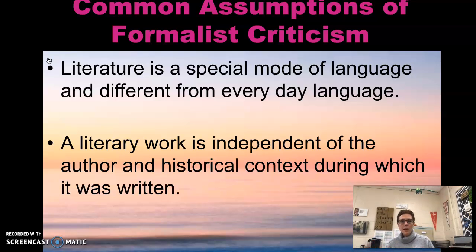Common assumptions of formalist criticism: if you're using the formalist lens, you believe that literature is a special mode of language and it's different from everyday language. Poetry is a special mode of language and it's different from everyday language. Literary work is independent of the author and the historical context during which it was written.